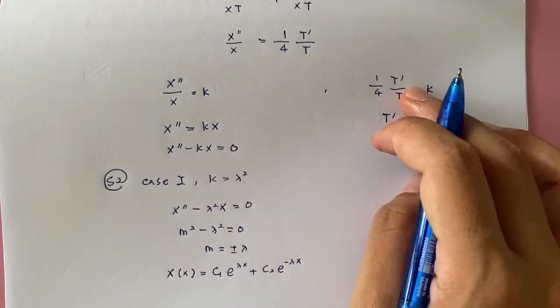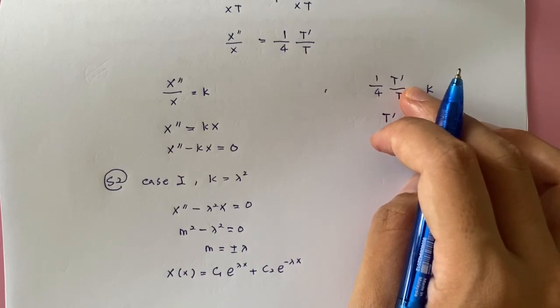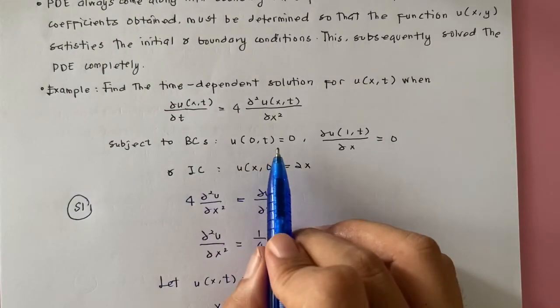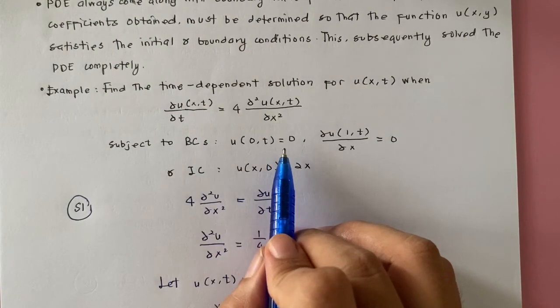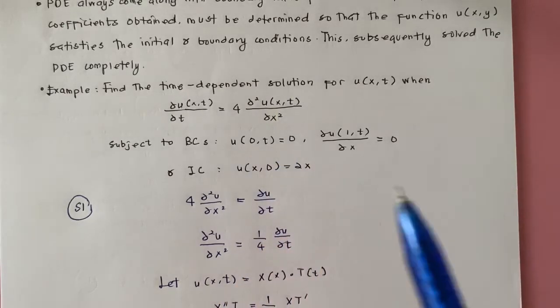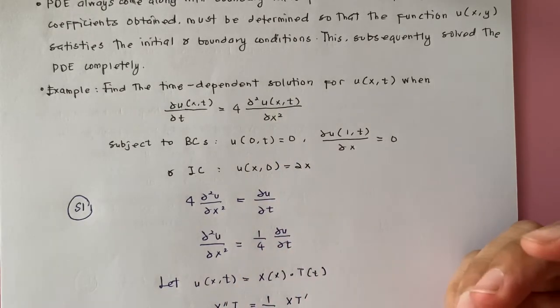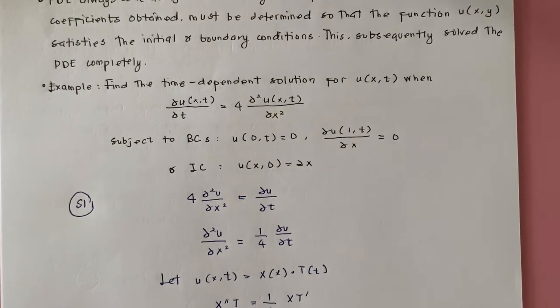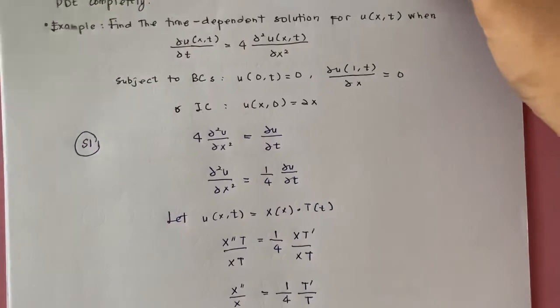We will solve the equation of X first, because this equation comes with boundary conditions. The boundary conditions will allow us to narrow down the possible solution. So just focus on the X first instead of T. Now you just have X.